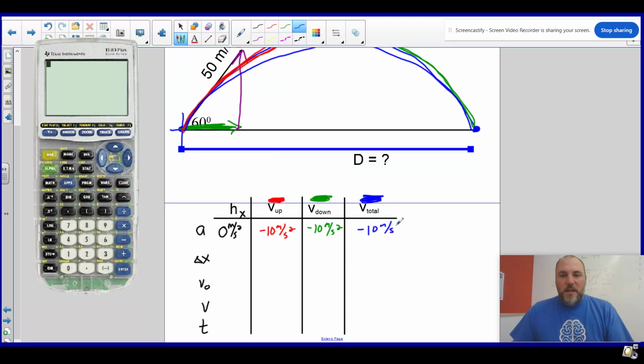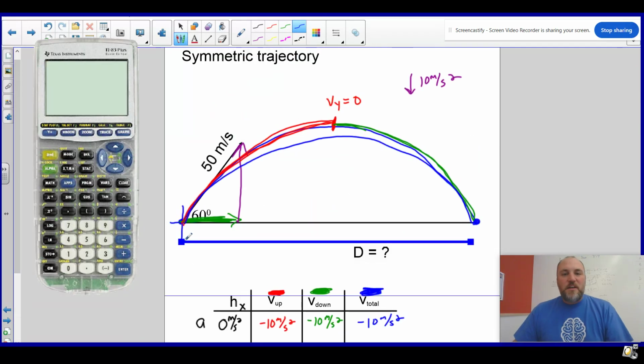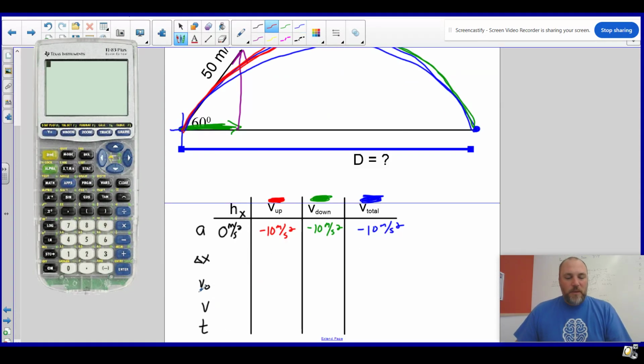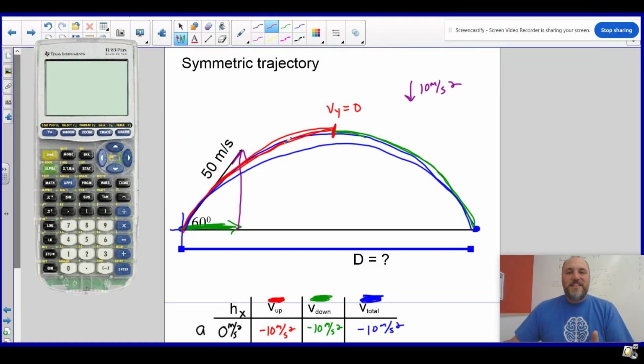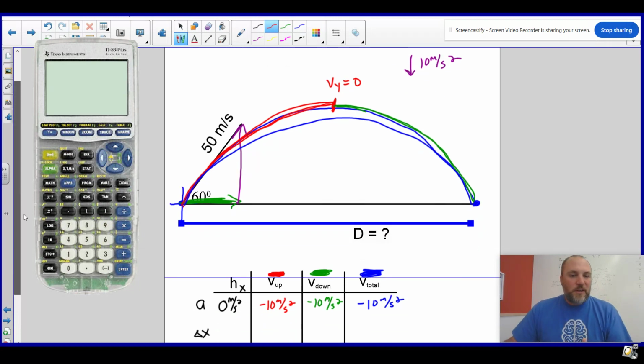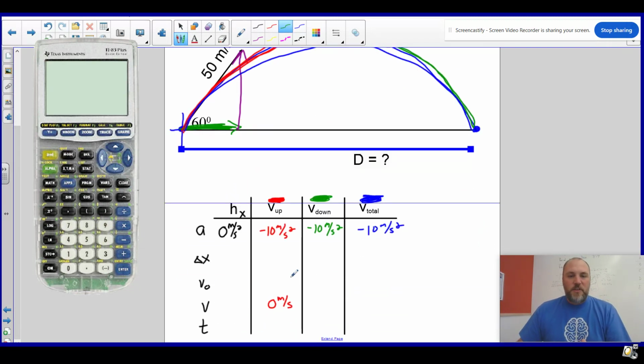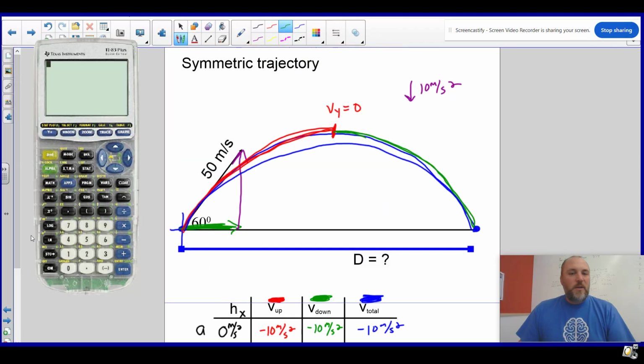All right. The other thing that I know is that at the end of the red path, in the upward trajectory, the final velocity in the vertical direction is just 0. Right? That's where it's about to turn over or change directions from positive to negative. So the final velocity on the red path is 0. But that's the same moment in time as the beginning of the downward path. So I could also say that the initial velocity of the downward path is 0 meters per second in the vertical direction. Okay?